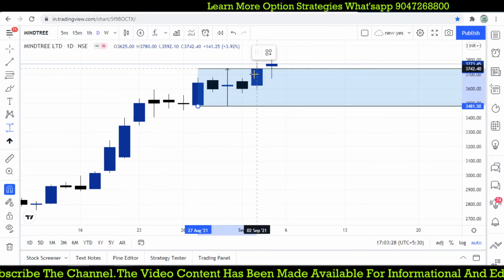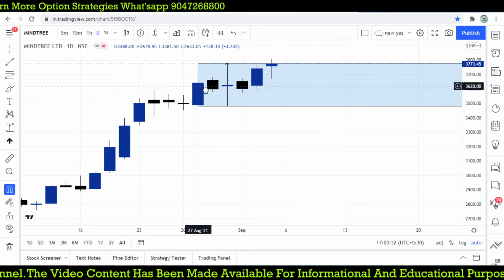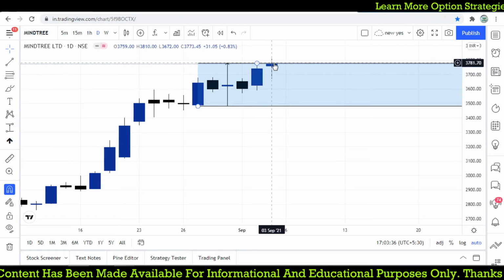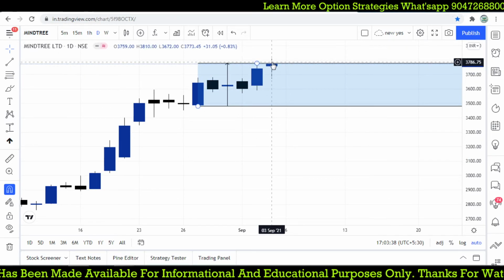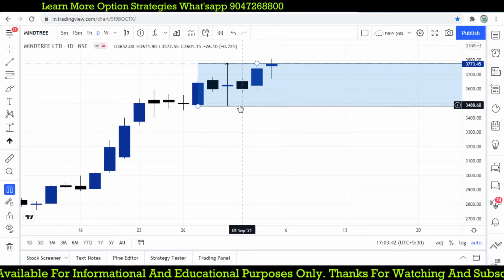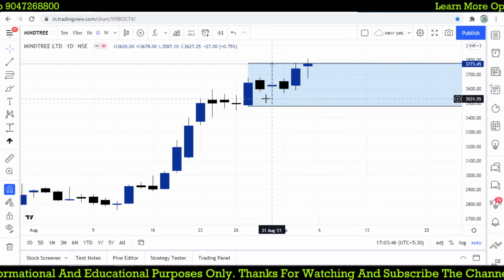From this candle to this candle, it forms a three rising method. So that is bullish. Yesterday it broke the high. So when we take the entry at 3784, the stop loss should be 3488. So the risk is big, but it should be a continuous trend.